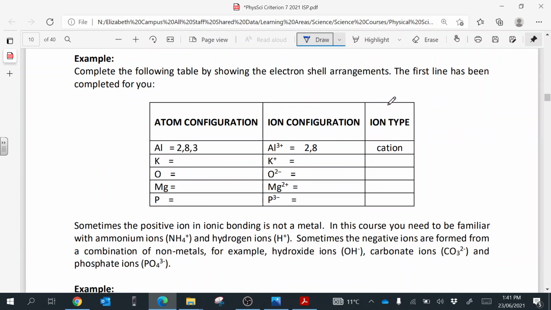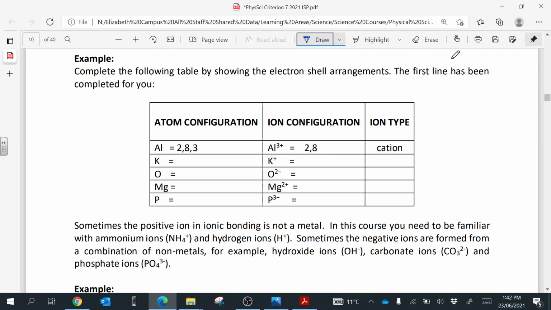Right, so in an example, complete the following table by showing the electron shell arrangements. The first line has been completed for you. Okay, so if you look at the first one, the aluminium ion lost its 3 valence electrons to get the stable octet. So as a 3 plus cation.